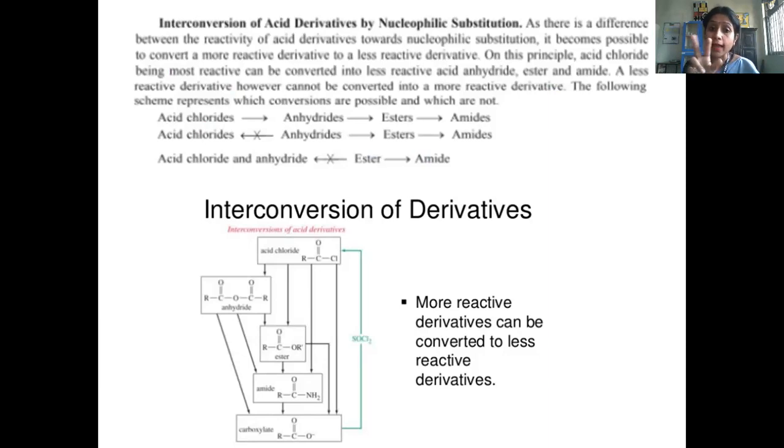Same for anhydride: because it is more reactive than ester and amide, it can be converted to them. But since it is less reactive than acid chloride, the reverse reaction, anhydride to acid chloride, is not possible. Okay, so with this we understand that a more reactive derivative can be converted to a less reactive derivative.